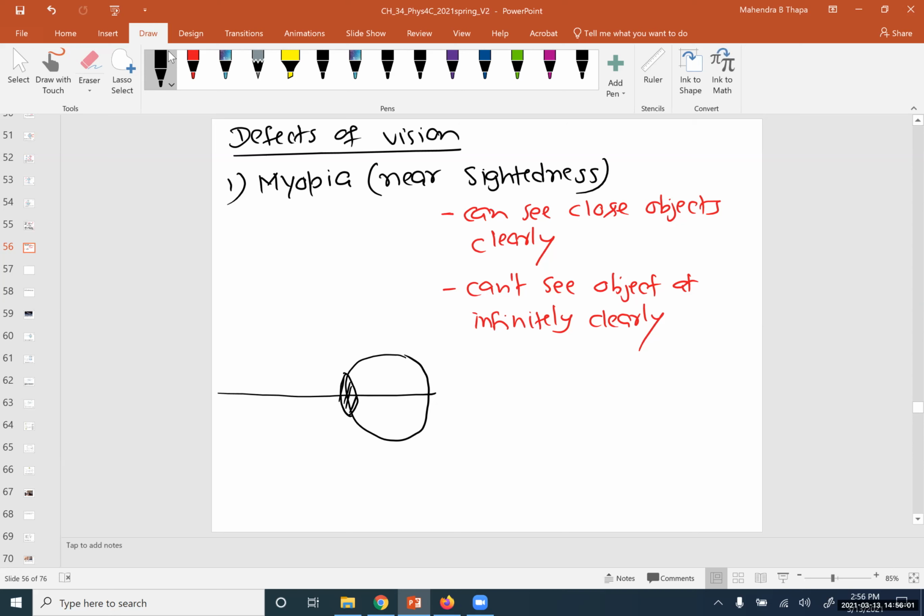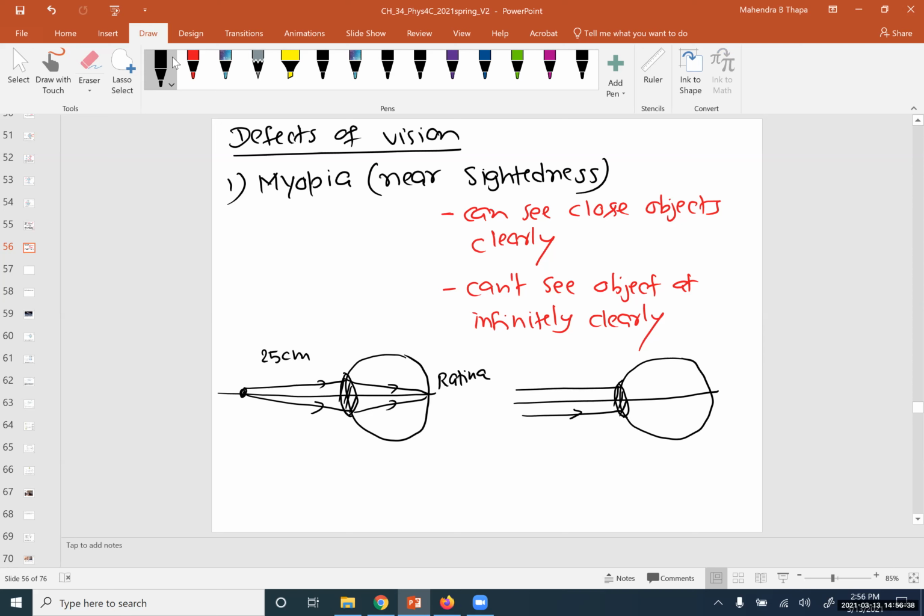Okay, so the person can clearly see the object at the near point. If the object is situated at 25 centimeters from the eye, these rays will be focused on the retina. But the same person, having this kind of defect, say the rays coming from far away, these rays will not meet at the retina.